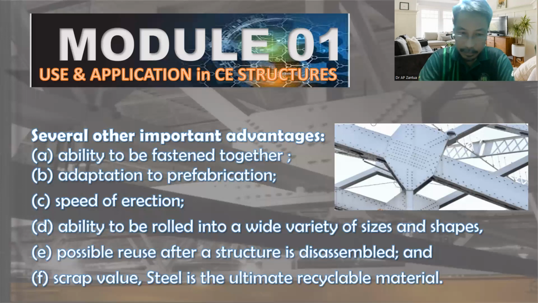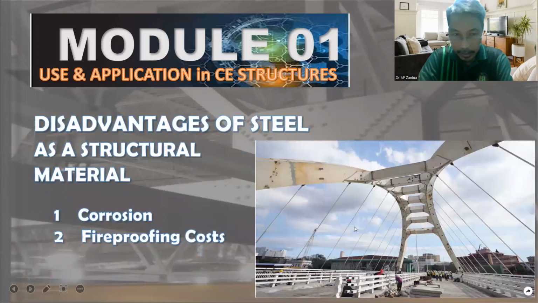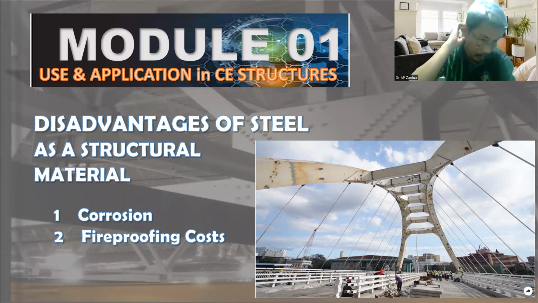Okay, so steel is the ultimate recyclable material. So what about disadvantages? There are also plenty of disadvantages. Okay, so let us cover these disadvantages so that we can evaluate if the advantages would overwhelm the disadvantages.